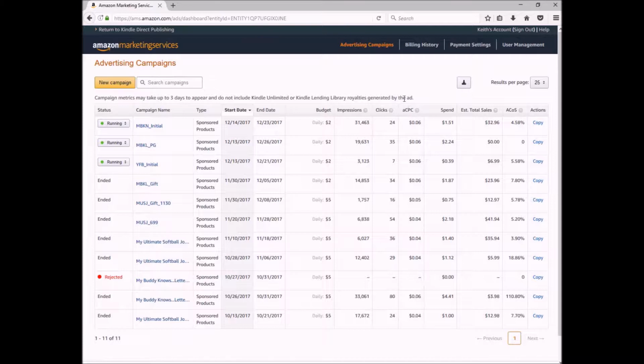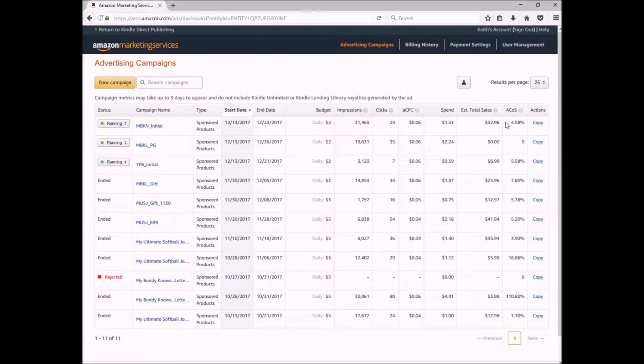ACPC, that is your average cost per click. Remember, on this one, we set a maximum of 10 cents per click, but each word is different. So even though the max is 10 cents, as you'll see in a moment, a lot of them are going to be less than 10 cents. So my average is 6 cents per click. This is the total amount I've spent so far.